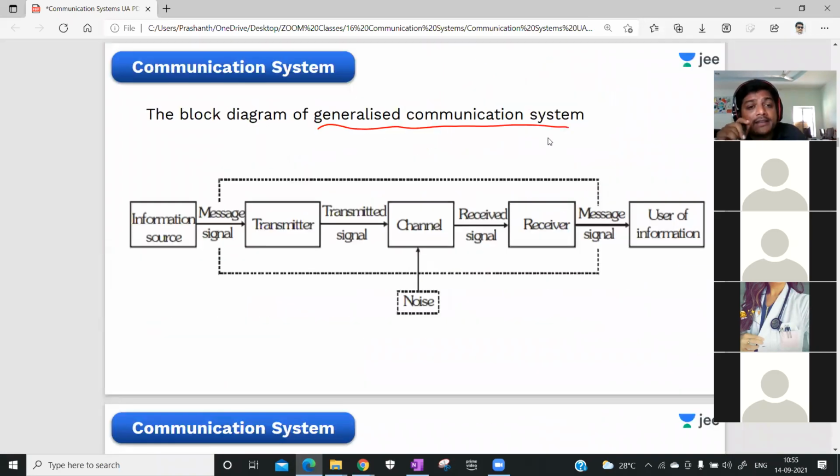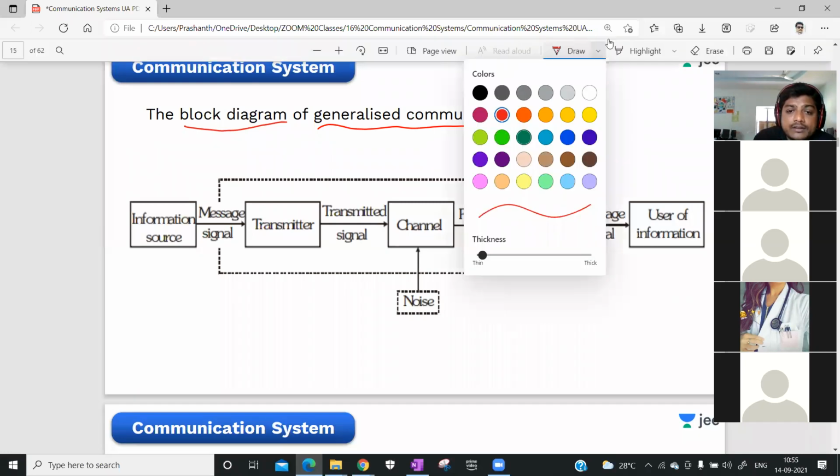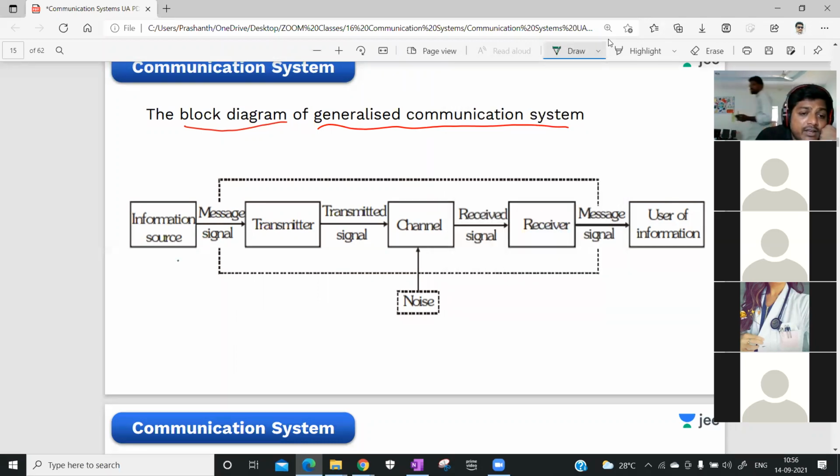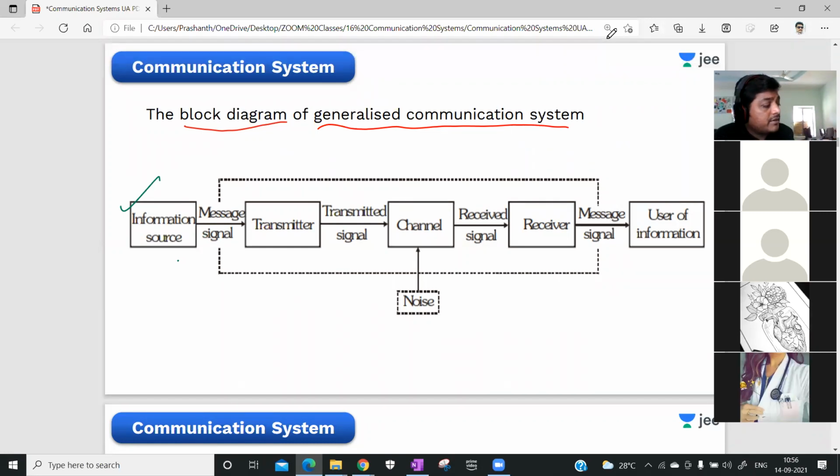This is a communication system block diagram. This diagram is very, very important. Listen carefully. This is the information we are sending from the source. And here, this information is converted into what? Message signal. Tell me, what is information?